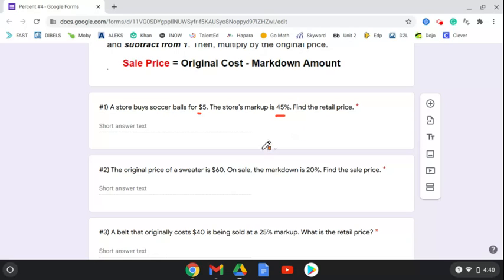Find the retail price. Okay, so $5 would represent 100% of the original cost, right? They buy these soccer balls for $5, which is 100%, but then they mark them up by 45%. So what is 100% plus 45%? Well, that is 145%. Okay, so 145%, what is that as a decimal? That would be 1.45, right?